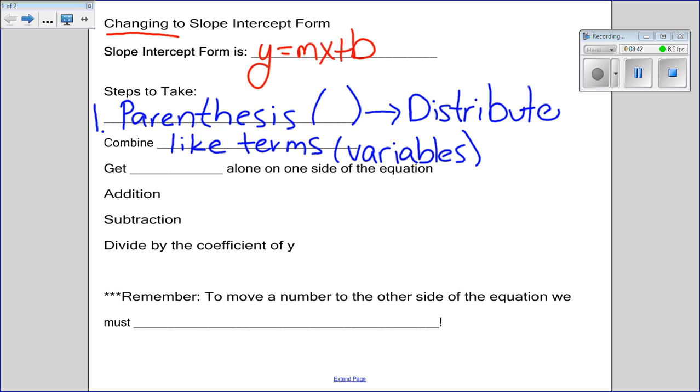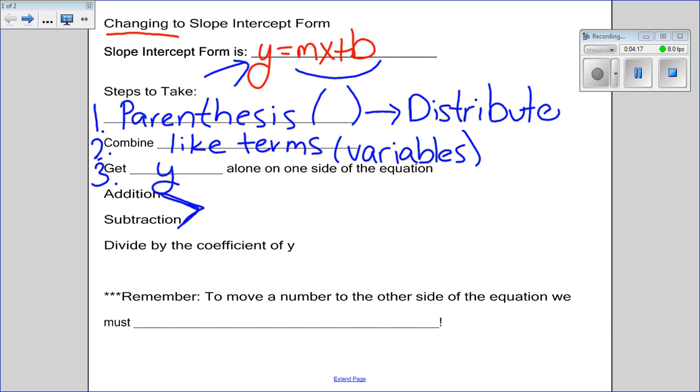Third thing up here, you're looking to get y alone on one side of the equation, okay? That means at the end it should look like y equals everything else, okay? So this means you might need to add something or subtract something to the other side. Is there something being added to y that I need to move to the other side? Is there something being subtracted from y that I need to move to the other side of the equation?